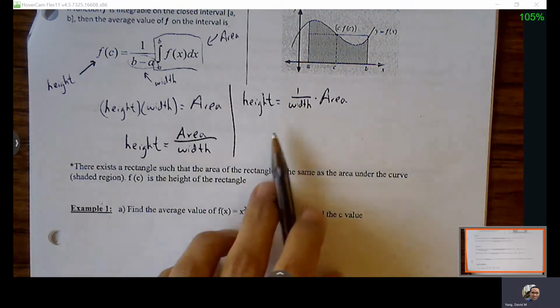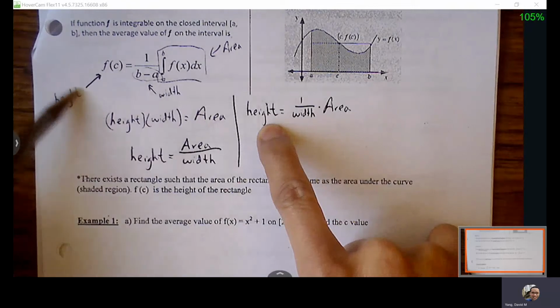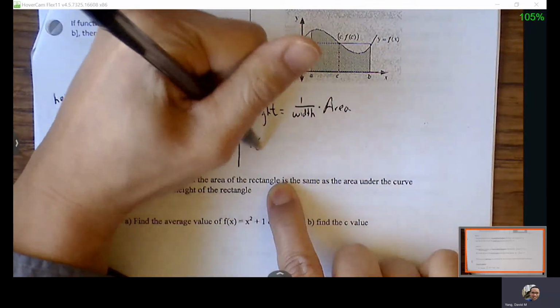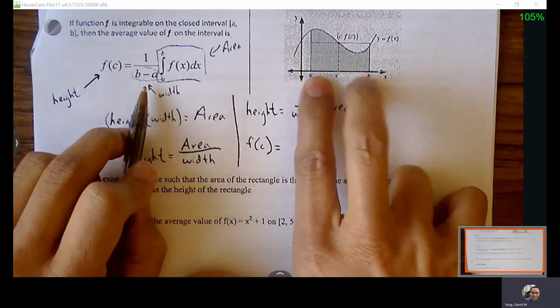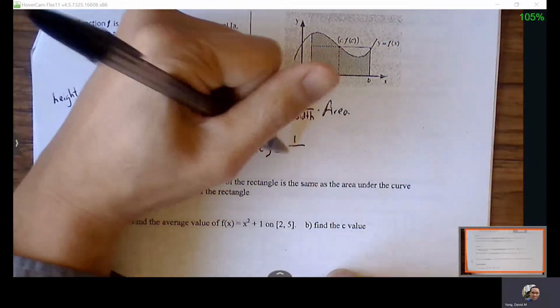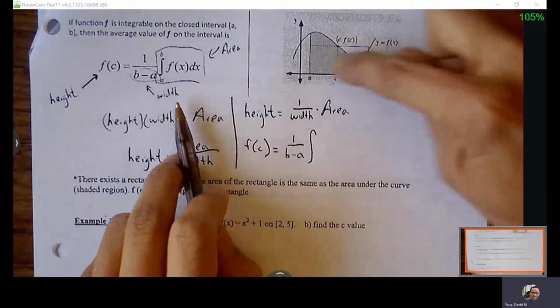Okay. And this is where my formula is coming from. The height is this f of c. The width is my b minus a. And then my area is this integral notation.